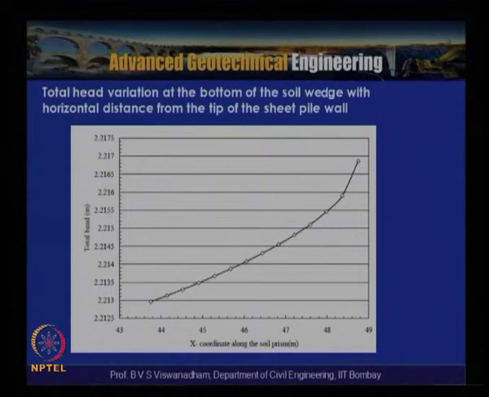So, this is the total head variation at the bottom of the soil wedge with horizontal distance from the tip of the sheet pile wall. As can be seen here, this is the x ordinate which starts from the tip of the sheet pile wall horizontally. So, it can be seen that the total head varies in the range of 2.217 meters to 2.213. So, the average will be about 2.2 meters.